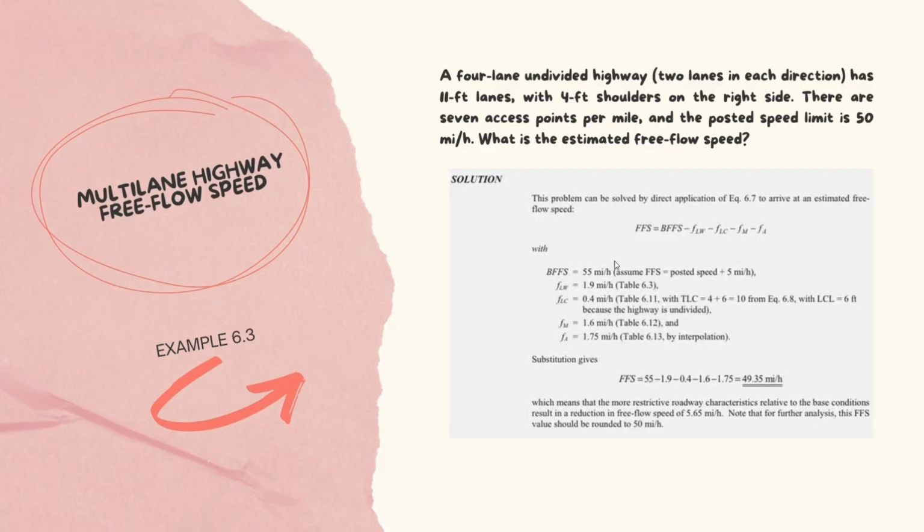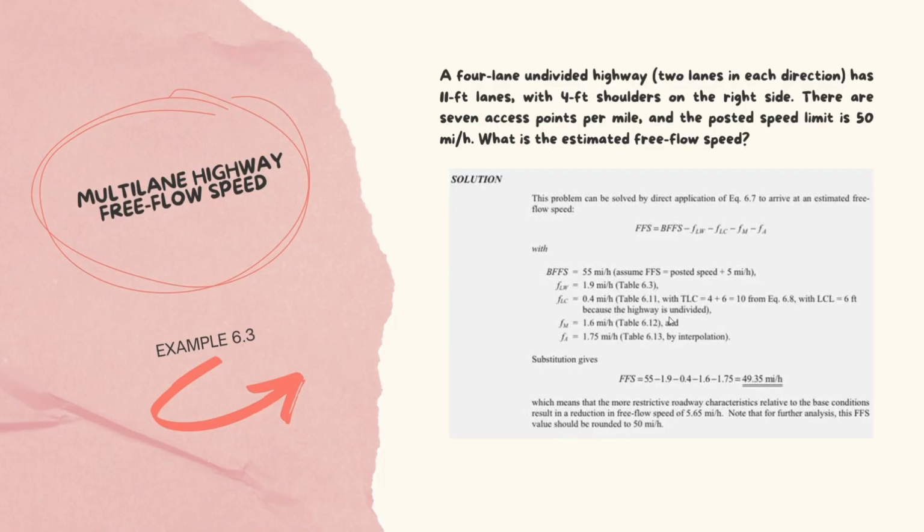So if you don't know the BFFS and FFS: BFFS is the base free flow speed, FLW is the lane width adjustment, FLC is the lateral clearance adjustment, FM is the median adjustment, and the last one, FA, is the access point frequency adjustment. So we are going to solve this equation.